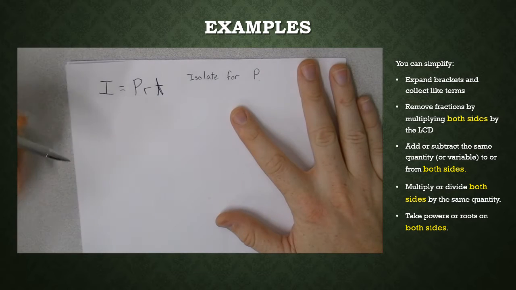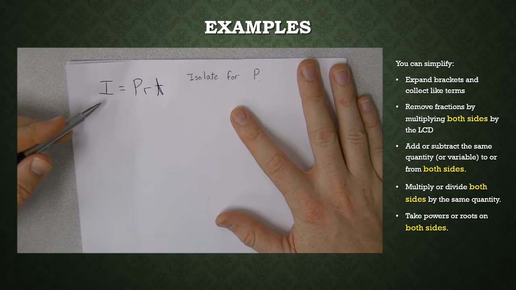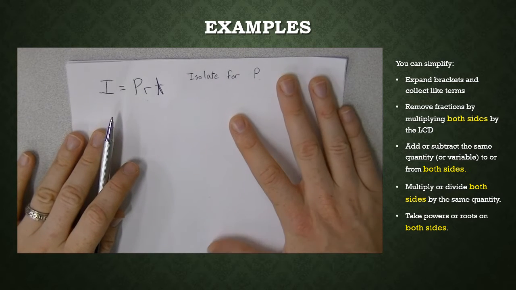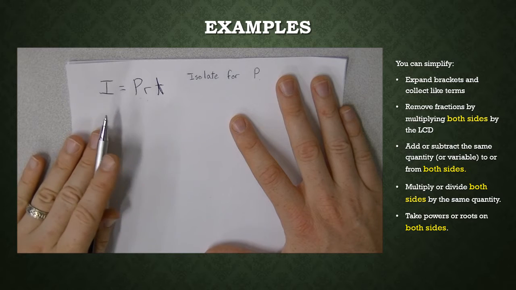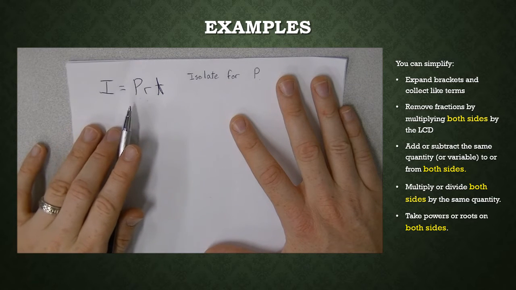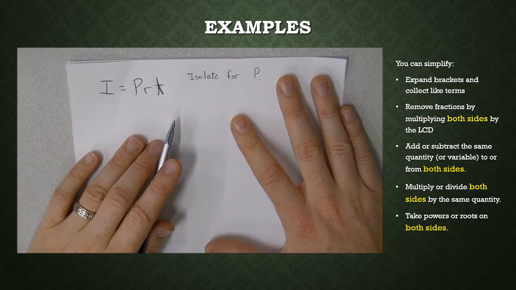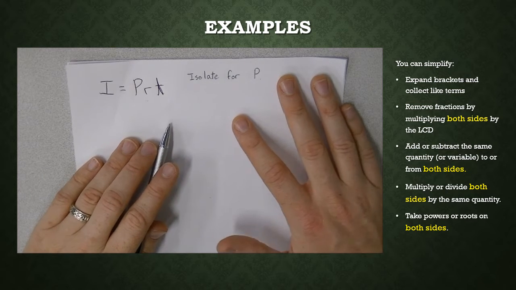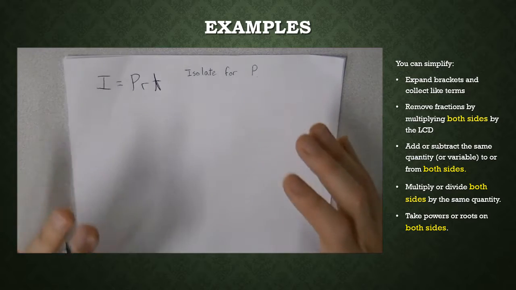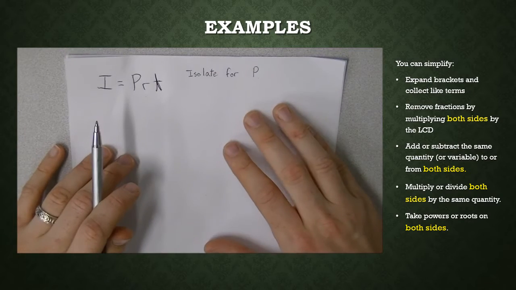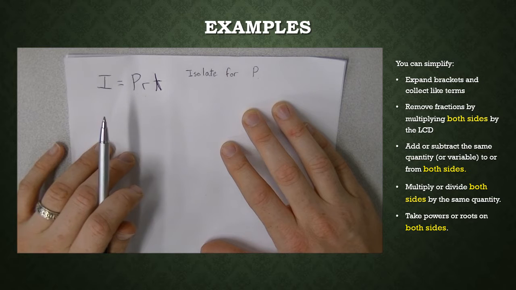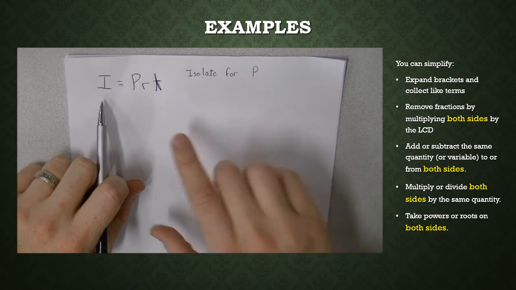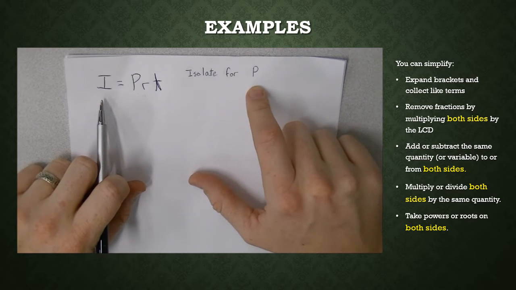Okay, so we're going to do an example here. I equals PRT. Now this might have some meaning to you if you've done some business math before. We could have the interest is equal to the principal times the rate times the time. But if you don't know anything about that, that's totally fine. You can treat these just as symbols, and we are going to manipulate them just on a symbolic level. That's the beauty of algebra. We can totally abstract it from what it means. Okay. We're instructed to isolate for P.